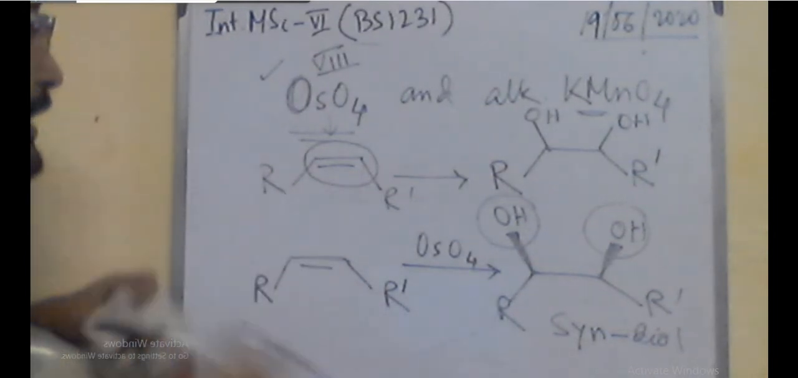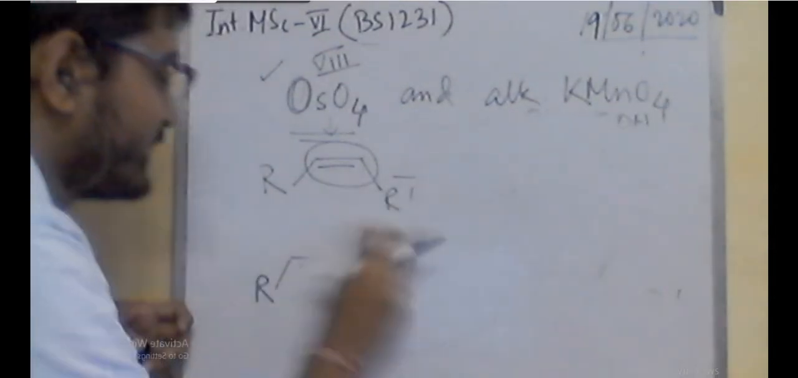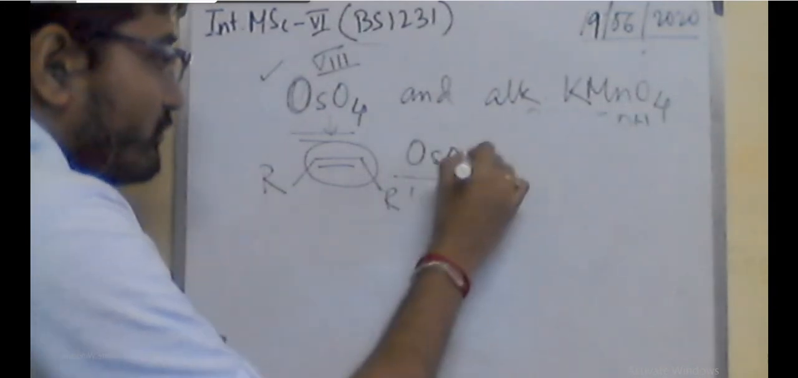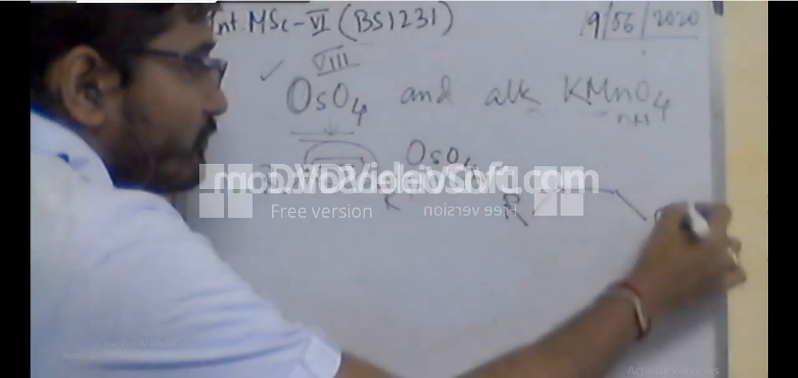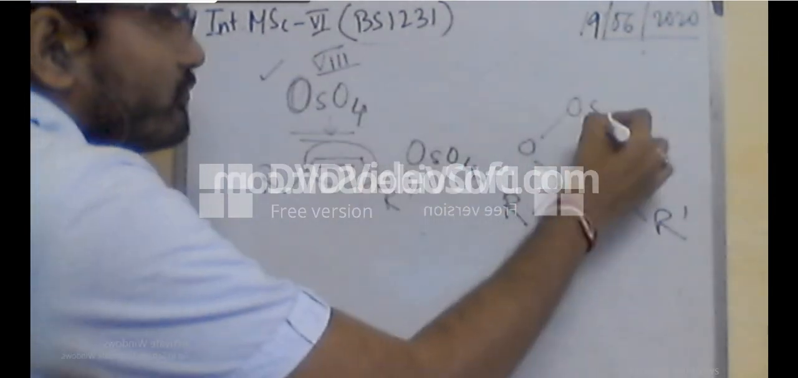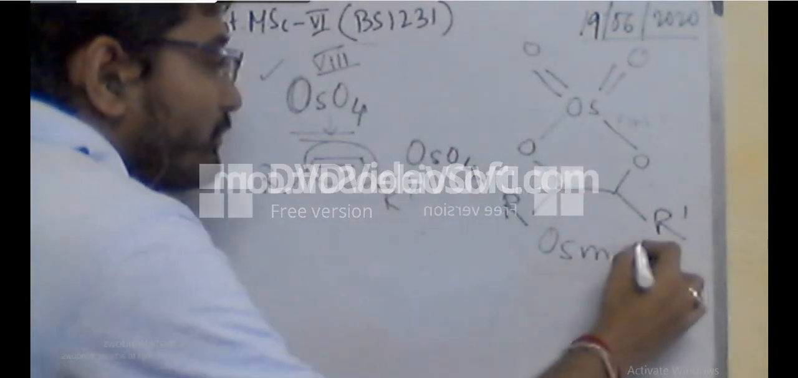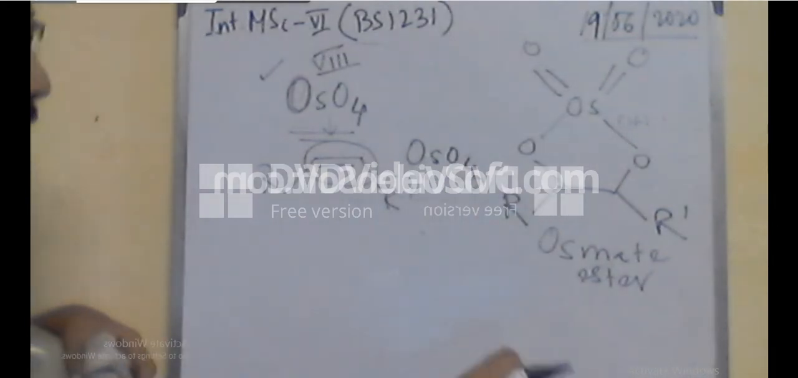So this is basically the osmate ester. Now the next step is the oxidation pathway. Here you can see in the example that NMO is generally used, that is N-methyl morpholine N-oxide. This is the structure of morpholine. When I substitute this by a methyl group, it is named N-methyl morpholine.